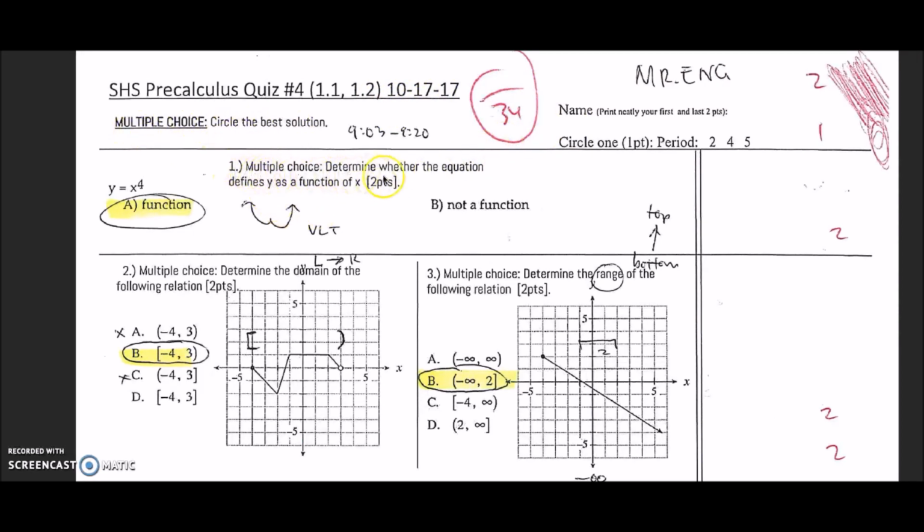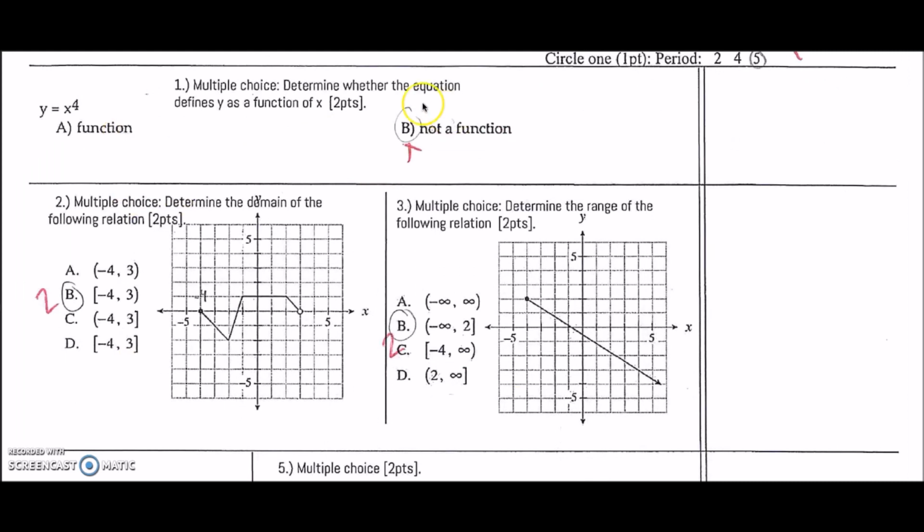Question number 1, determine whether the equation defines y as a function of x. So they want to know, is it a function? Well, if you graph it, it's going to look like an even function there. It passes the vertical line test, it's 1 to 1, so therefore the answer is A. Notice the student got B's incorrect. I don't see any pictures or anything that might help that student.